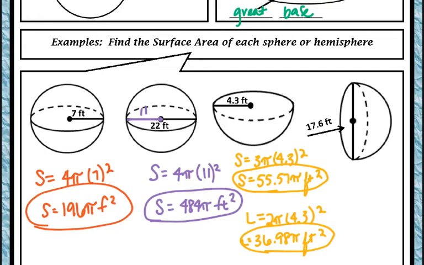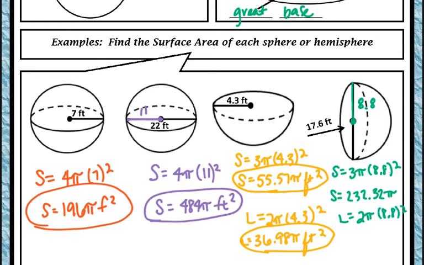And then our last one here, we have again a diameter. So half of 17.6 is 8.8 for our actual radius. So our total surface area is 3 pi times 8.8 squared, and that is 232.32 pi. And for our lateral area, we've got 2 pi times 8.8 squared.